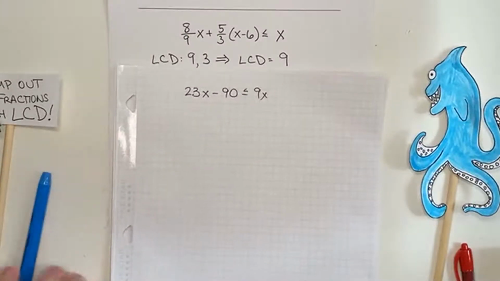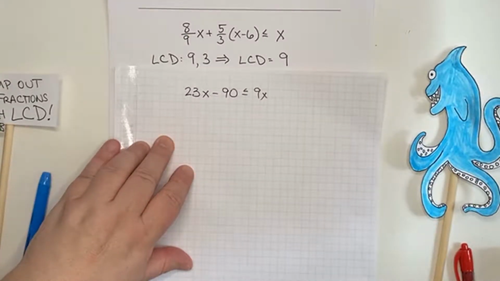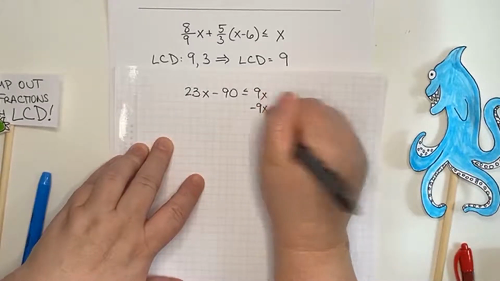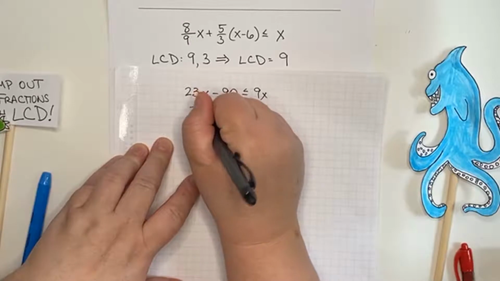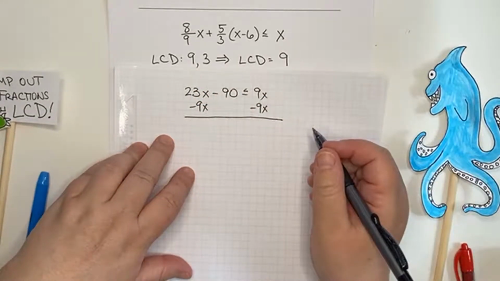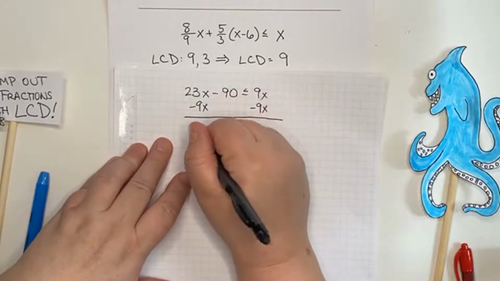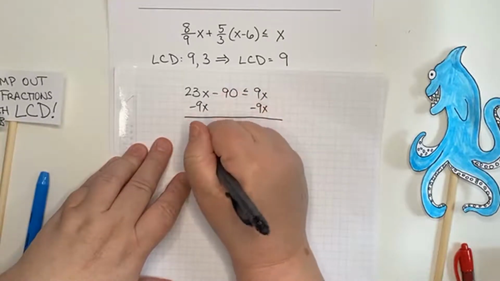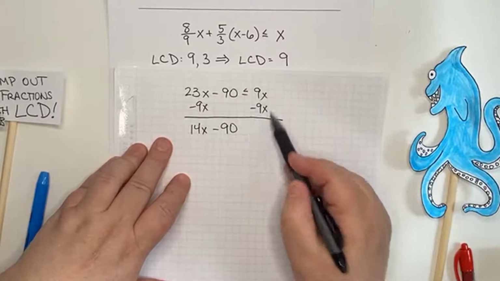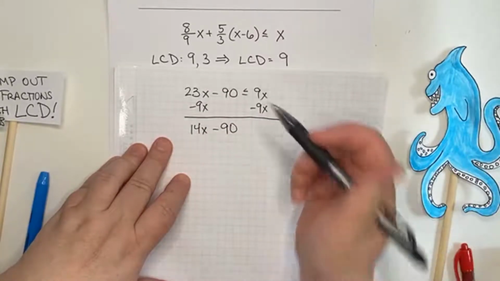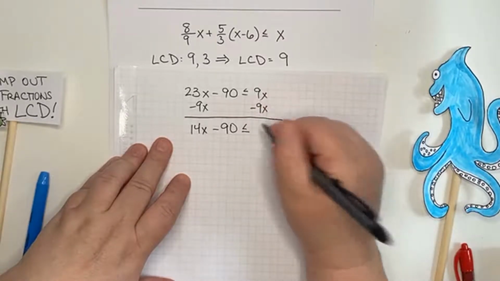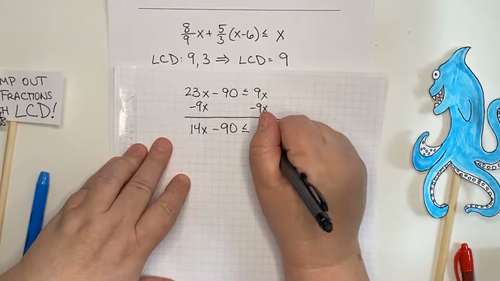Woohoo. Okay, so now I have to figure out where the x's are going to go. I'm going to bring the x's over to the left. And I'm going to use this opportunity to show you what happens. Now, a lot of people get stuck at this point. On the left side, they're like, okay, 23x minus 9x is 14x minus 90. And then they're like, oh no, this is all gone, so it's done. And the answer is no. I've got a less than or equal to, and 9x minus 9x is not nothing, it's 0.